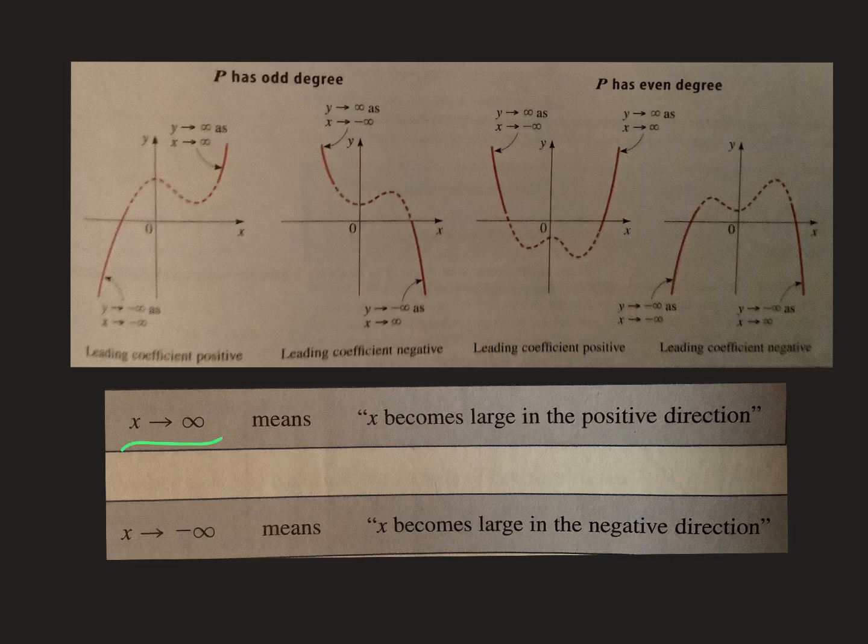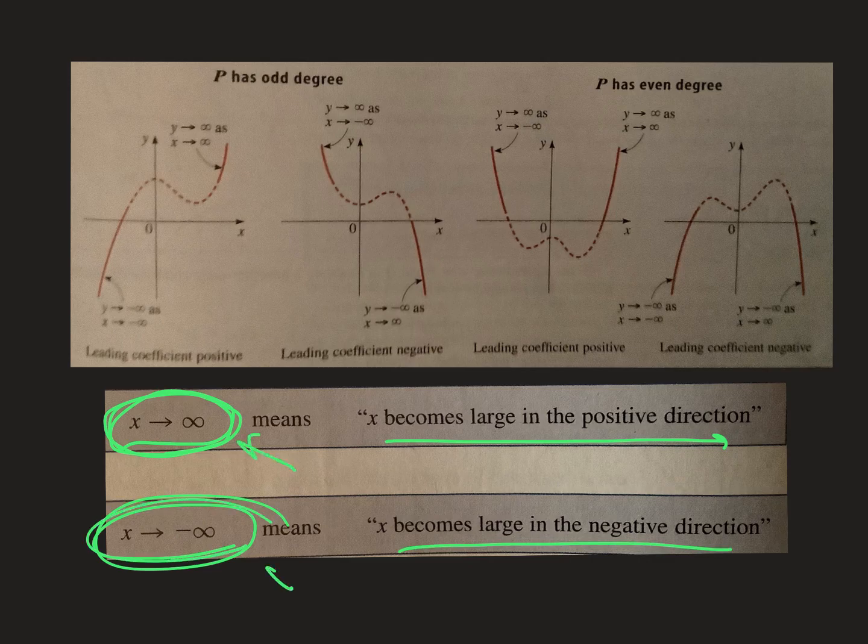Okay, so you need to know that symbol. If you see this symbol right here, it means x is going to positive infinity. It means the graph is going to the right, the x becoming large in a positive direction. If you see this symbol, it means it's going to the left. It's going to negative infinity. X becomes large in a negative direction. Okay, so this is going right. That's going left. Okay, so here's what we know.